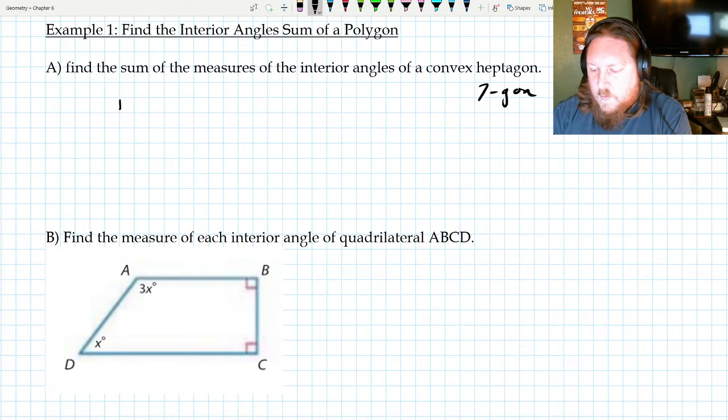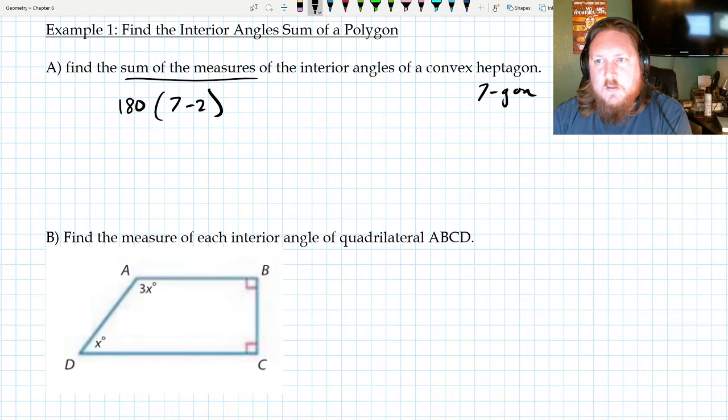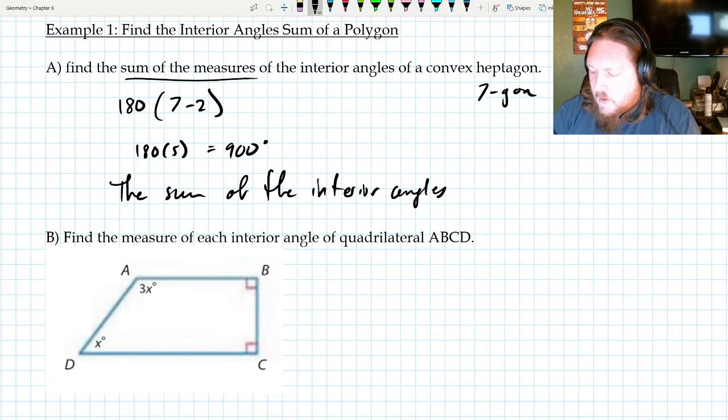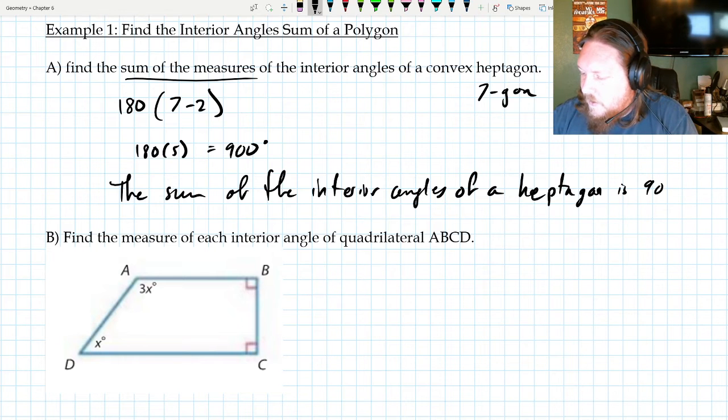So all we have to do is take 180, multiply it by the number of sides minus 2, and that gives us the sum of the measures of the interior angles. So 180 times 5. 180 times 5 is 900 degrees. So the sum of the interior angles of a heptagon is 900 degrees.